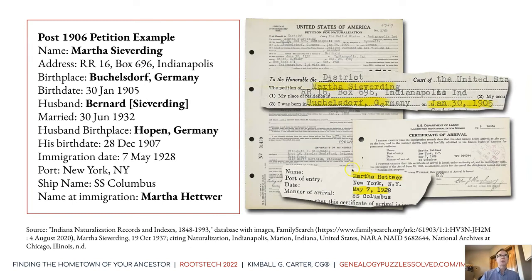But here's what you can possibly get from post-1906. Martha Sieverding, her address, birthplace of Buchelsdorf, Germany, birth date of 30th January 1905, husband Bernard Sieverding, married on the 30th of June 1932, husband's birthplace of Hopen, Germany, his birth date 28th of December 1907, immigration date of 7th May 1928, the port of New York, ship name SS Columbus, and her name at immigration, her maiden name of Martha Hetver. So great information.